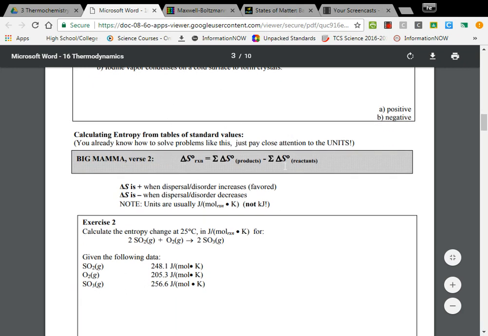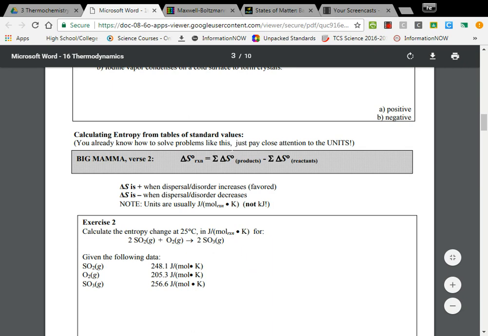You've probably seen this equation before. Delta S of the reaction is equal to the sum of delta S of my products minus the sum of delta S of my reactants. This is known as Hess's law. The only thing you have to really pay attention to is the note right here. Units are in joules per mole Kelvin, not in kilojoules. So make sure when you're writing your answers down that you always look at the data to make sure you have the correct units. Get in the habit of writing down the correct units, because most of the time they will not give you credit if you do not have the correct units written down.